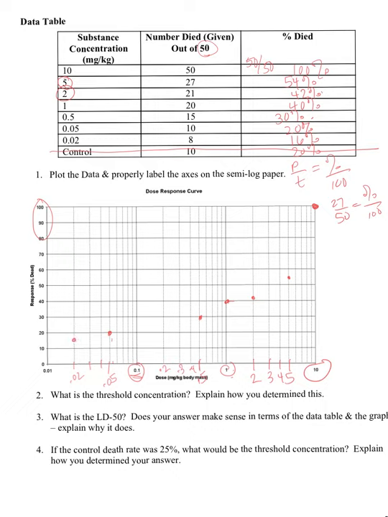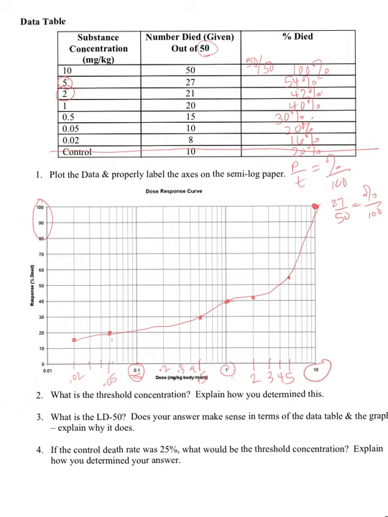Notice again my control. I don't worry about plotting my control. So I can now make a smooth curve. I'm going to connect the dots with a smooth curve. I should never really say connect the dots, but we're going to do a smooth curve there. So that is my dose response curve.